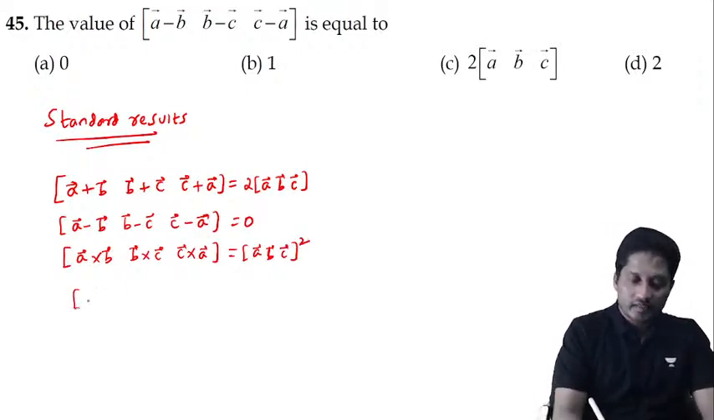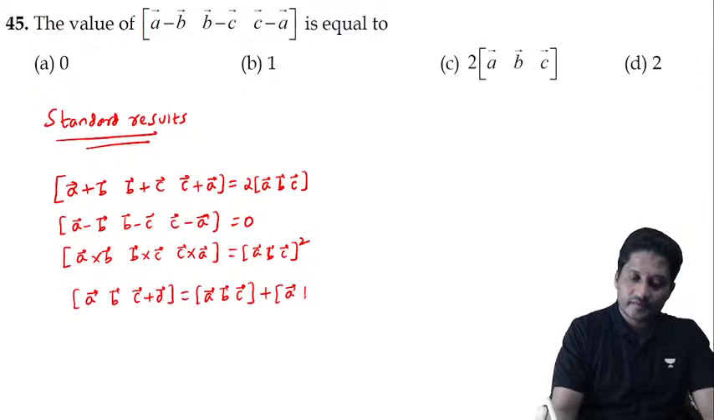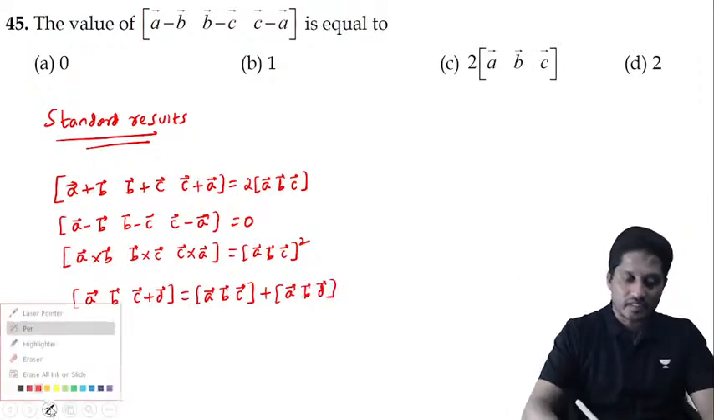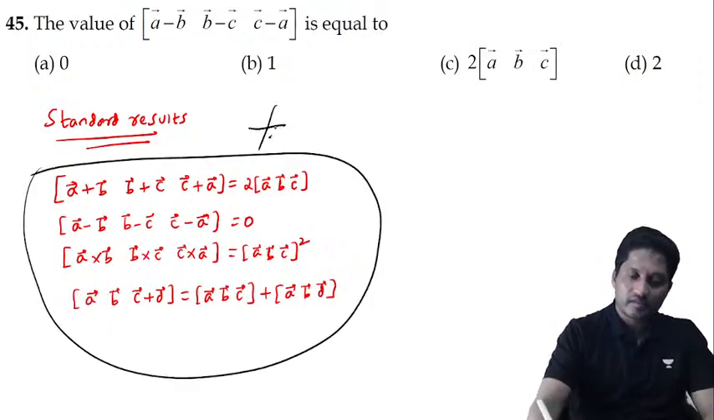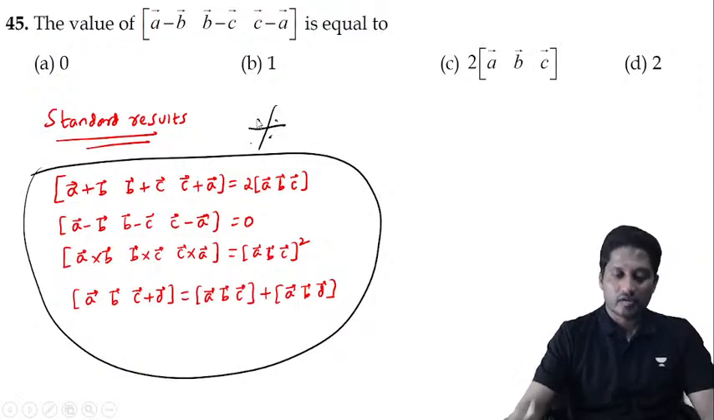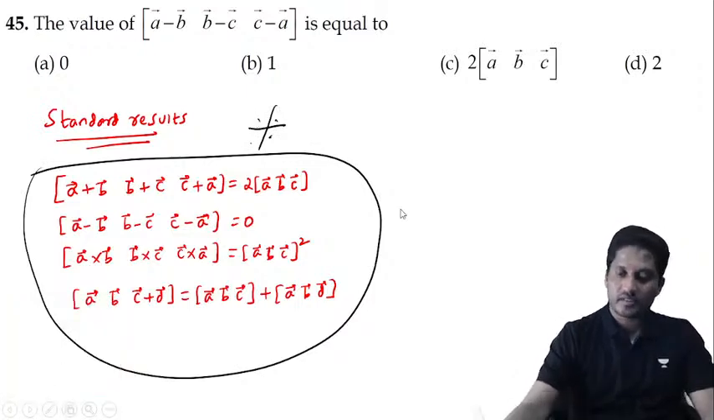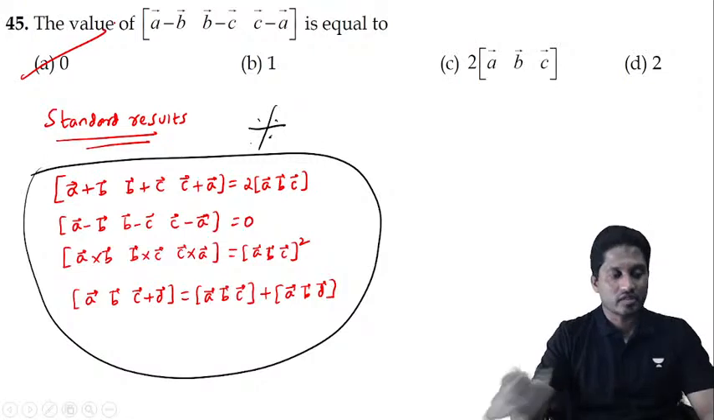Even this you've done. Suppose if you have box of A, B, and C plus D, this should be written as box of ABC plus box of ABD. Right? These are the standard results which you need to remember. So obviously box of A minus B, B minus C, C minus A is 0. It's a scalar, so 0.